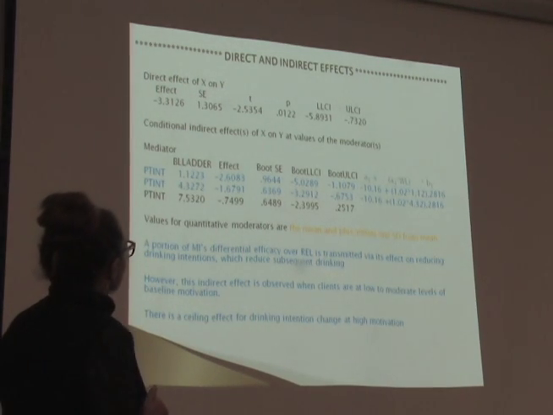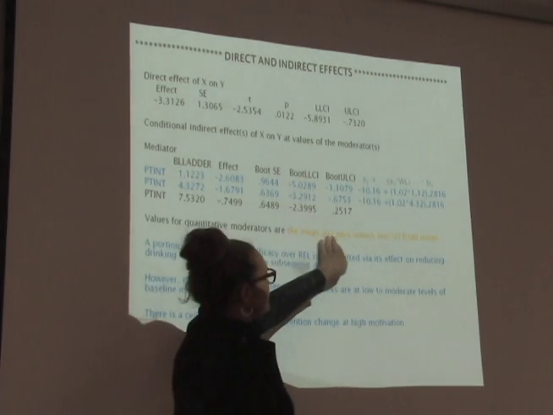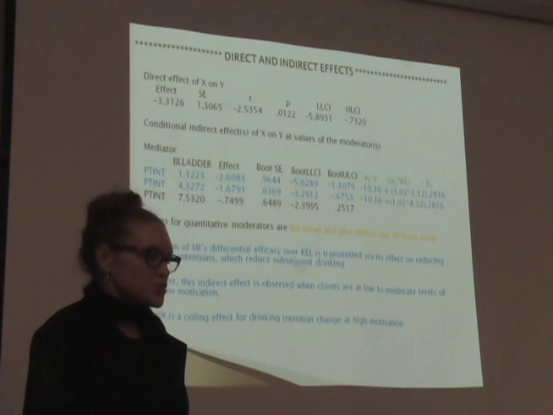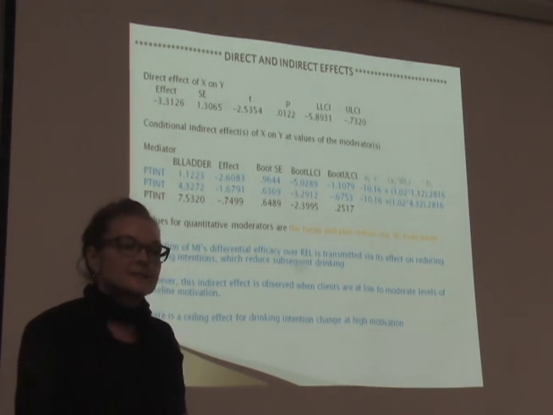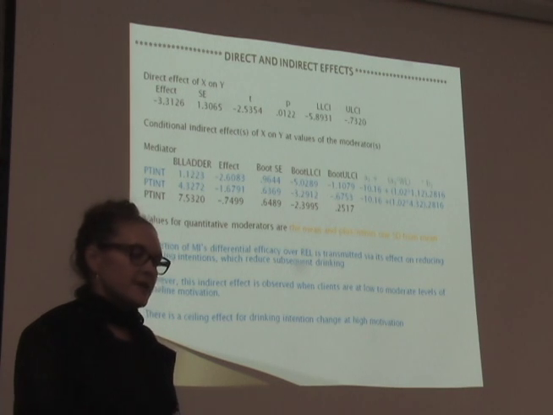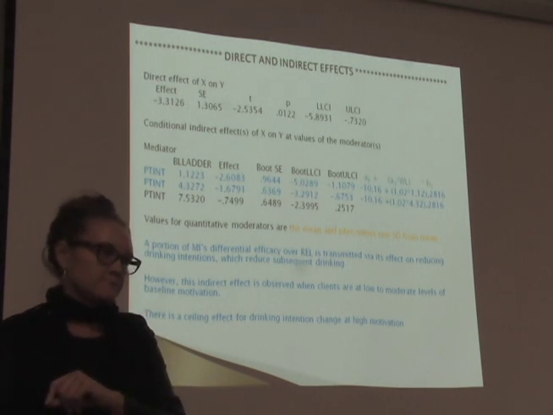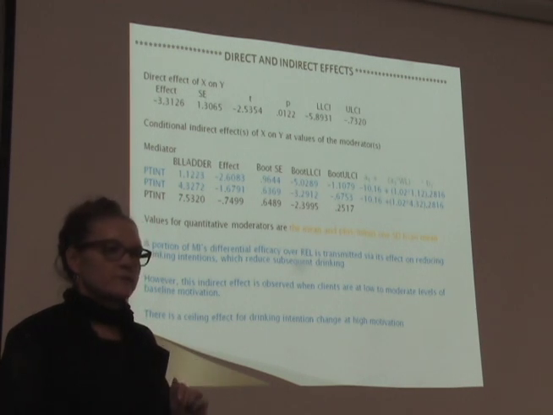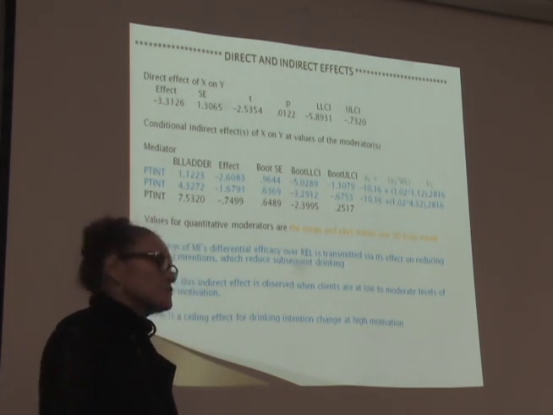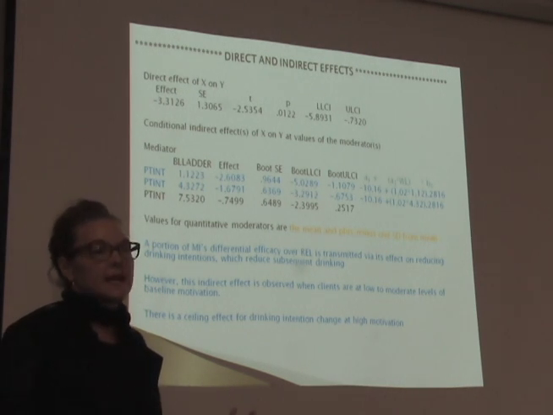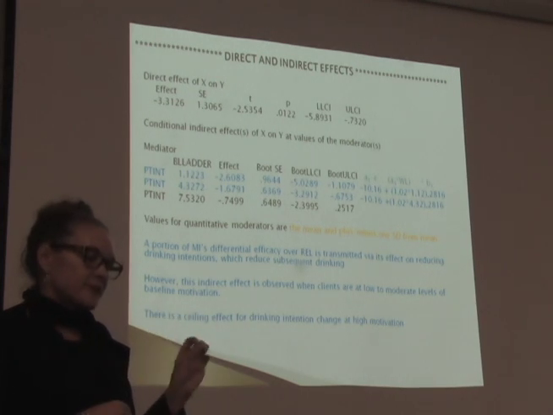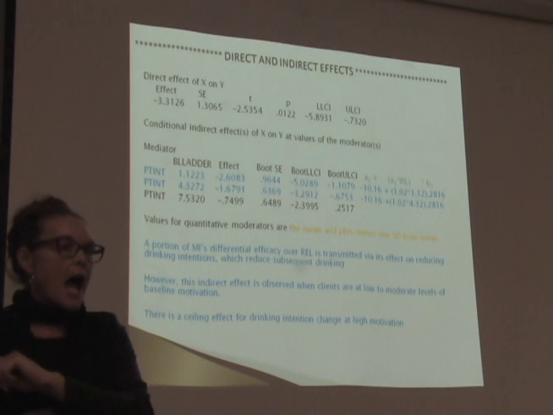Okay, so this is the default mean plus or minus 1 standard deviation from the mean. What does it tell us? It tells us a portion of MI's differential efficacy over the relaxation control is transmitted via its effect on reducing drinking intentions, which reduce subsequent drinking, right? However, the indirect effect is only observed when clients are at low to moderate motivation. So again, this makes sense because there's probably some type of ceiling effect at high motivation in terms of the mechanism, right? So there's potentially a ceiling effect for drinking intention at high levels of motivation.